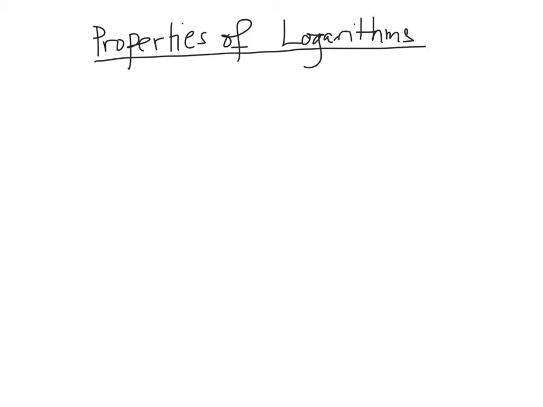Today we're going to talk about properties of logarithms. Building off the last video, we know that the log function is what I like to call a "what power" function. So 3 to what power will give me 9? The answer will be 2.